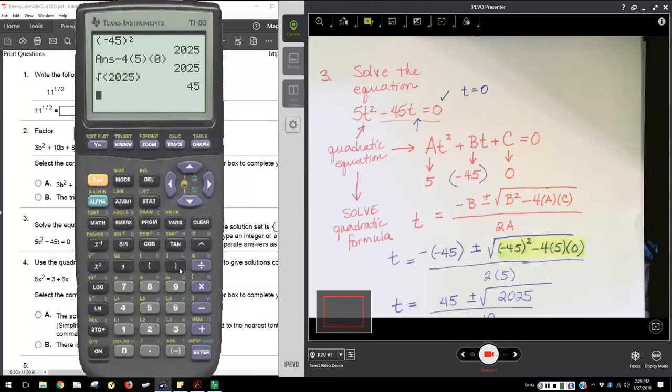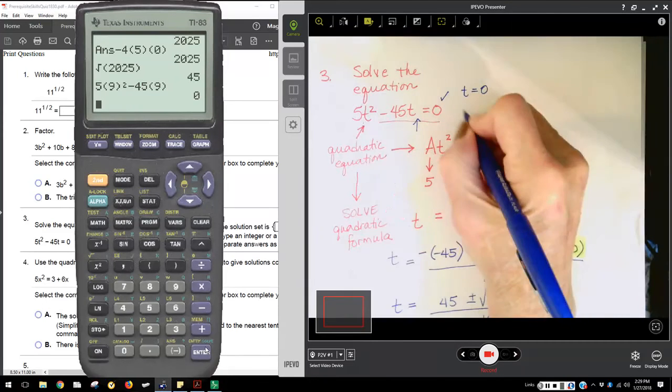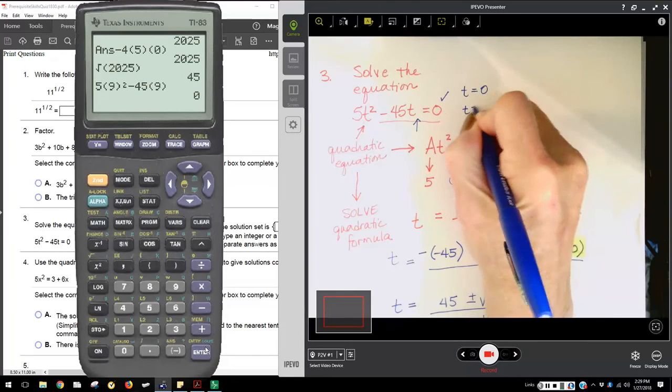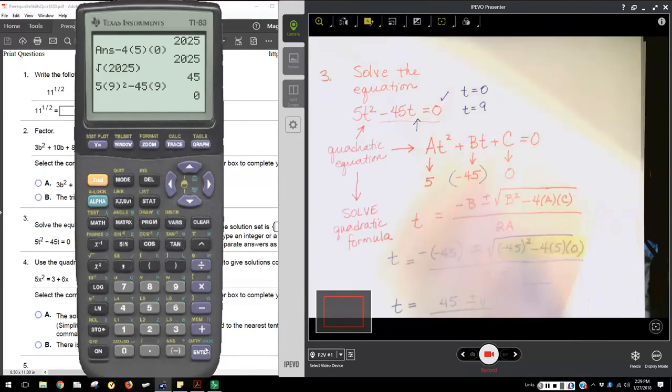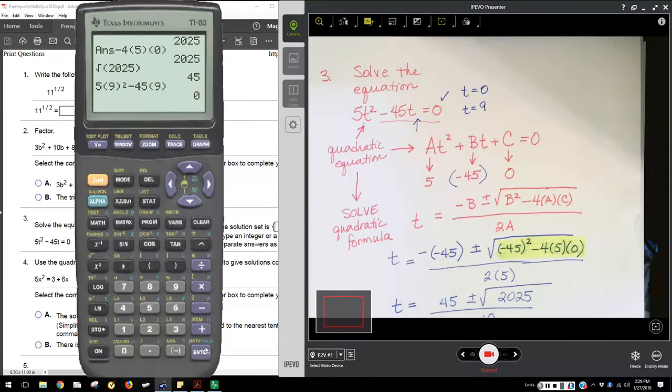But also, if I plug in 9, 5 times 9 squared minus 45 times 9 is also equal to 0. So that tells me that t could also take on the value of 9. And there are, in fact, 2 different solutions.